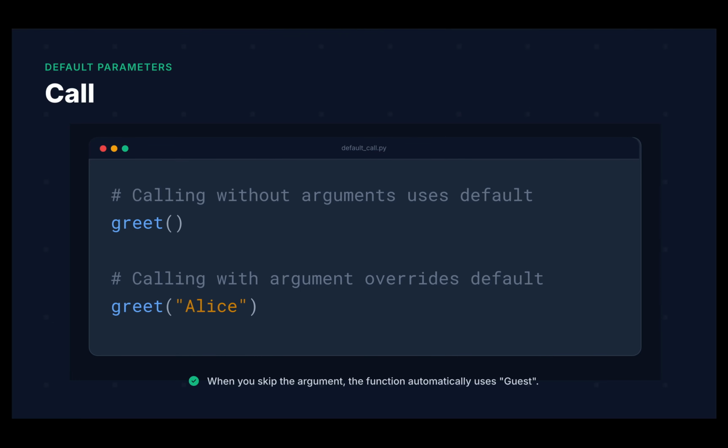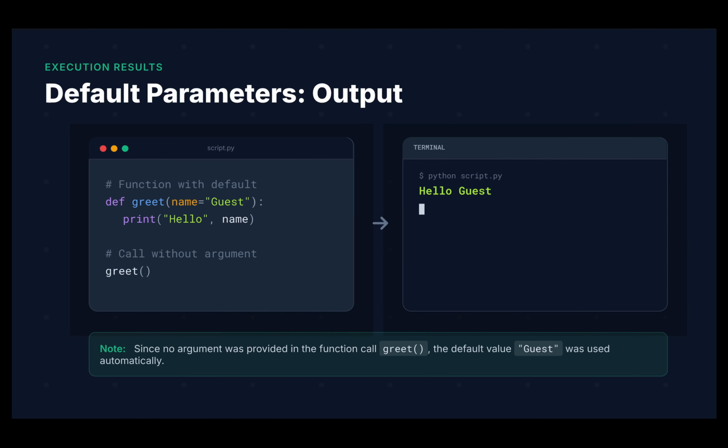This is to compare two calls, greet without any input and greet with the input Alice. So you can see that when these two are called, the output will be different, because when greet is just called on its own, it is printing out the default value, which is guest.